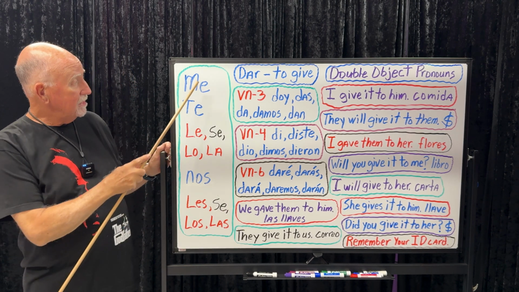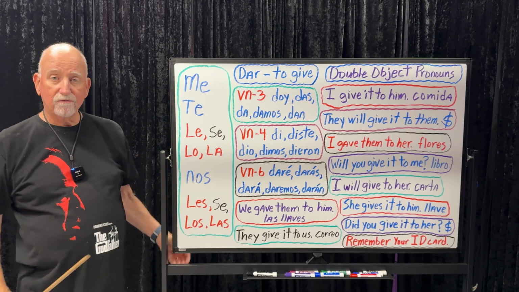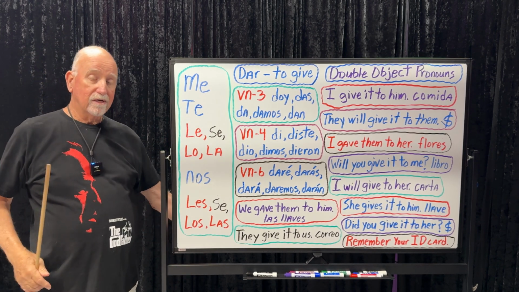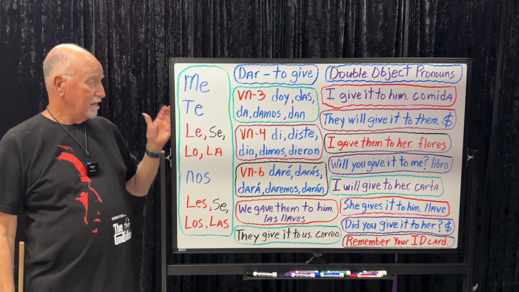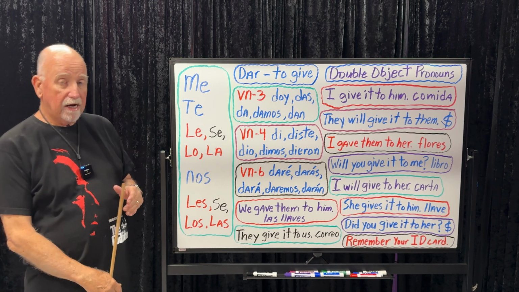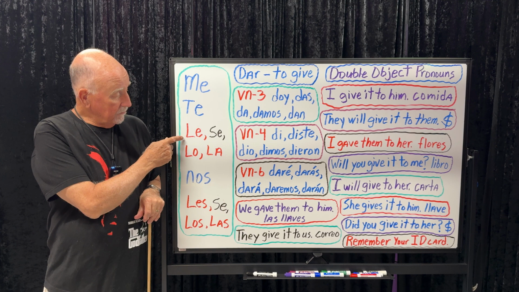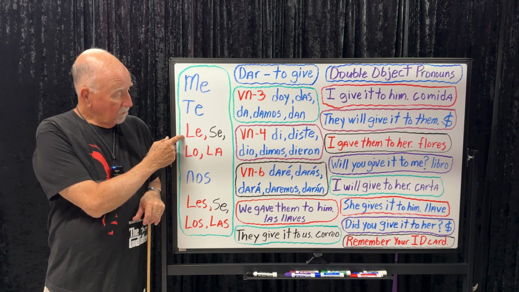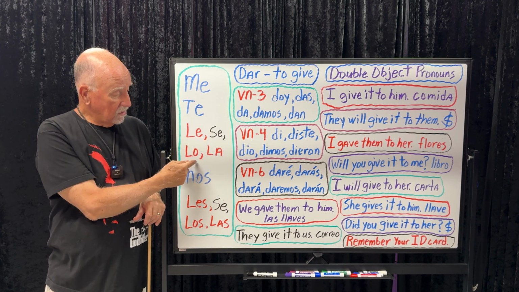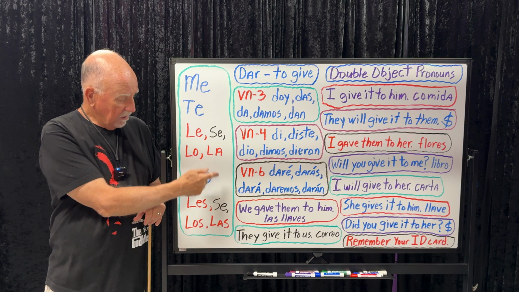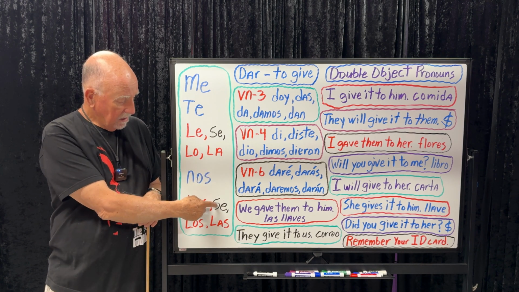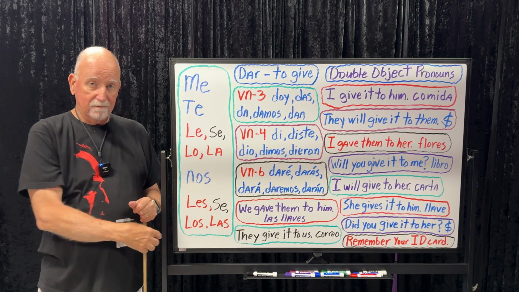Okay, we know that the me, the te, and the nos are never ever going to change whether they're indirect, direct, or reflexive. They stay the same. So our area of concentration, our focus, is right here. Are we going to use le? When does the se come in? Are we going to use lo? Are we going to use la? Are we going to use les or se? Are we going to use los or las?